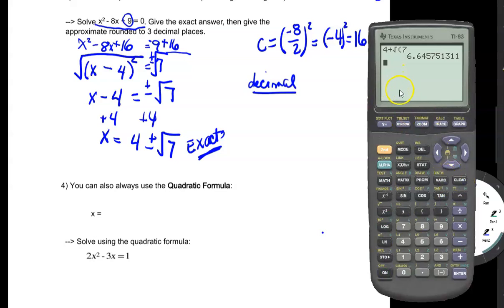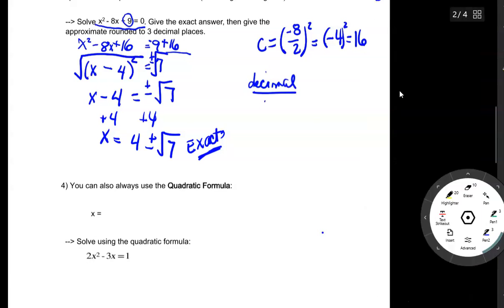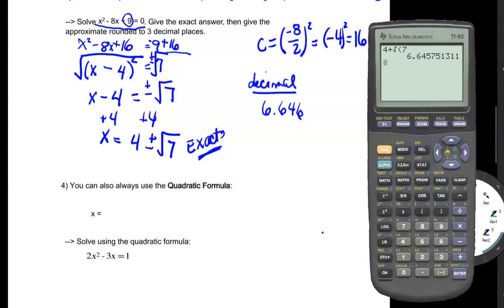And you can see I already did the first one. So 4 plus the square root of 7, so that's our first answer, is 6.64575. If we're rounding it to 3 decimal places, that 5 is going to become a 6, because the next number, let me pull that back up, that next number is a 7, so it pushes the 5 up to a 6.